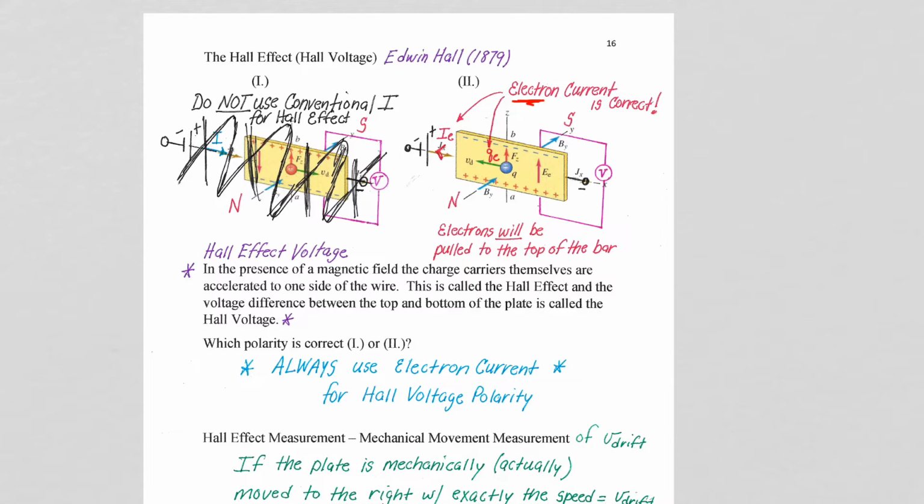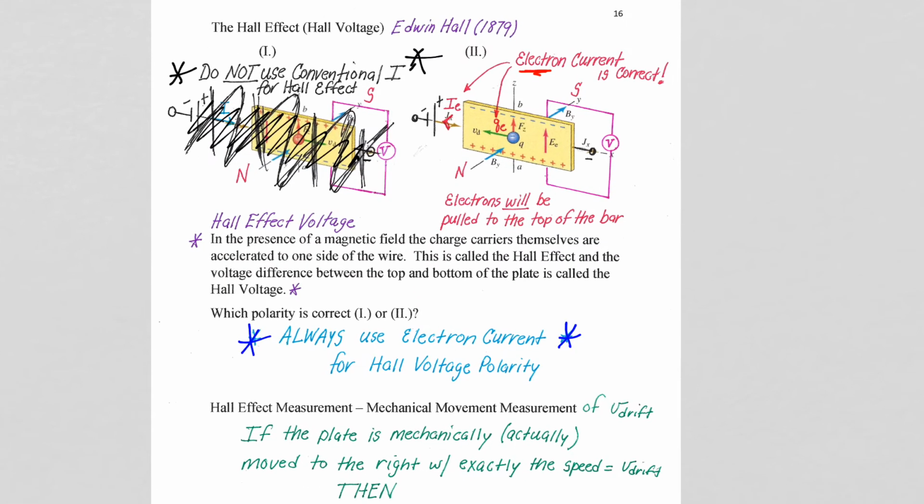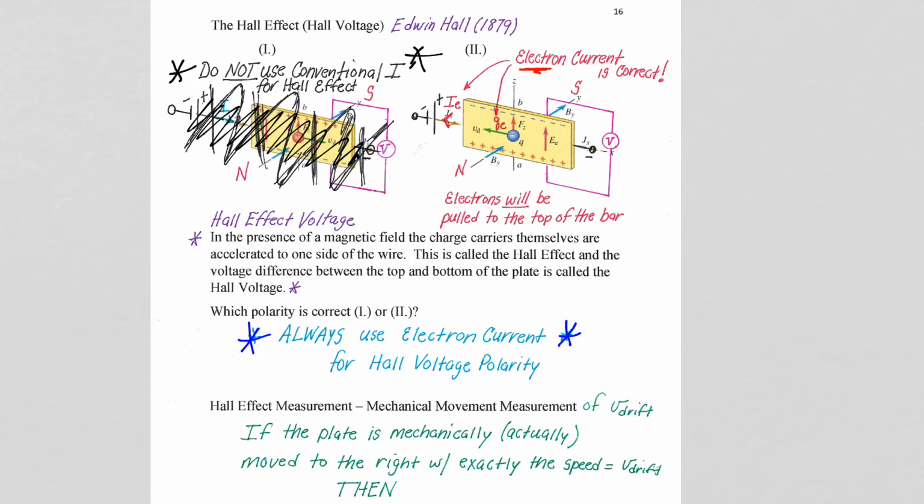And please make sure you add to your notes that you are not going to look at conventional current for the Hall effect. So put in there: do not use conventional current ever for the Hall effect, and that you will always use electron current when you are asked questions to determine Hall effect polarity. Okay, let's get on to the other really neat aspects of the Hall effect.